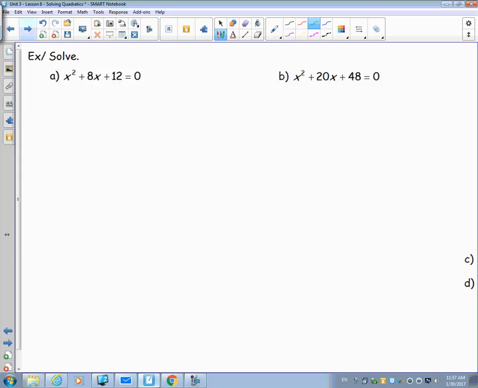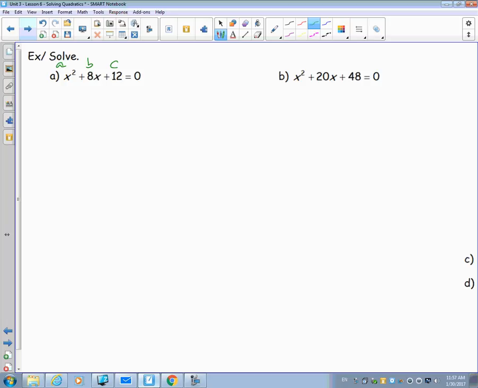So let's try a couple. Okay. Rule number 1, got to be equal to 0. First one is. Rule number 2, it's in standard form. And this one is in standard form. Our A value is 1, B is 8, C is 12. It's ready to go. So our first choice is, can we factor this?